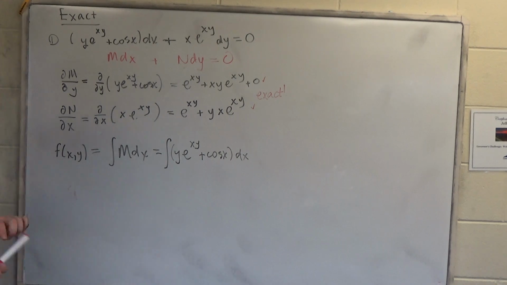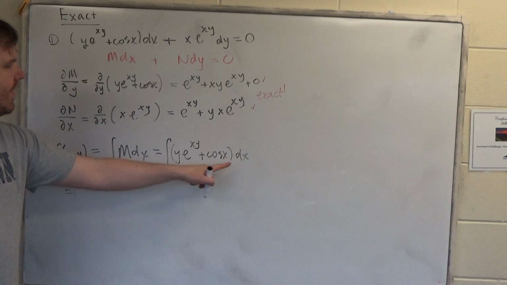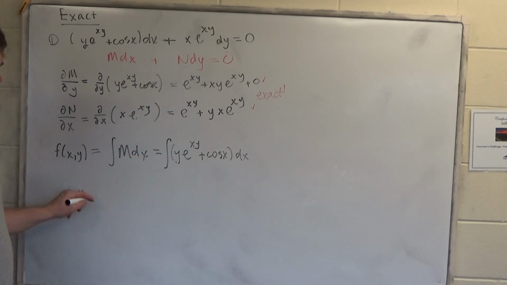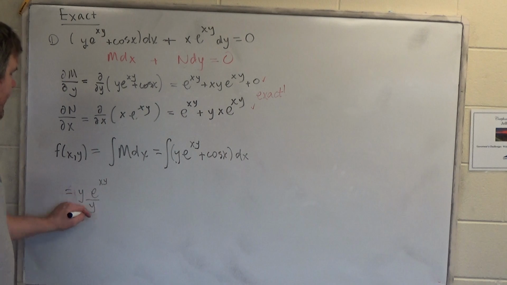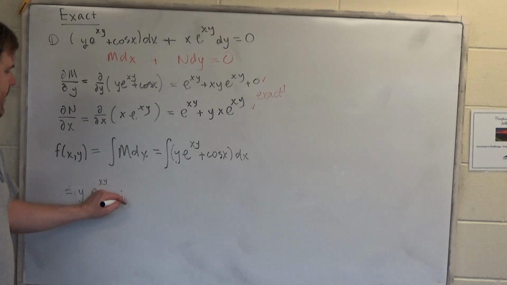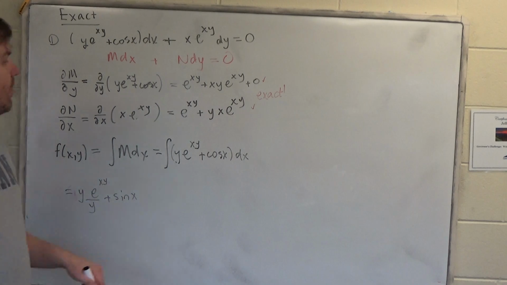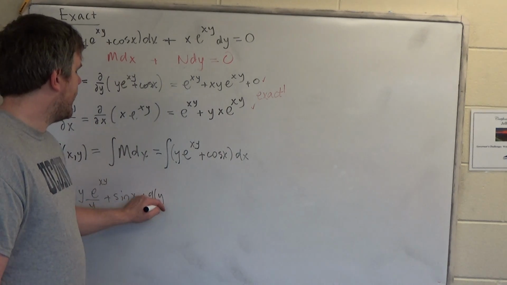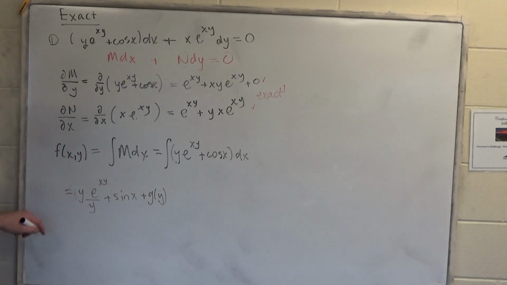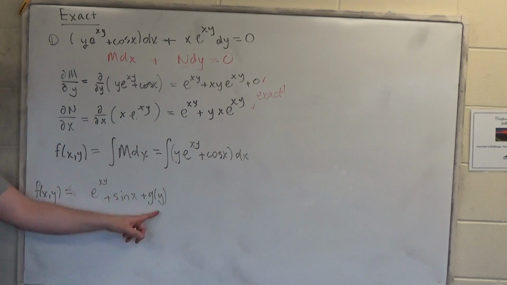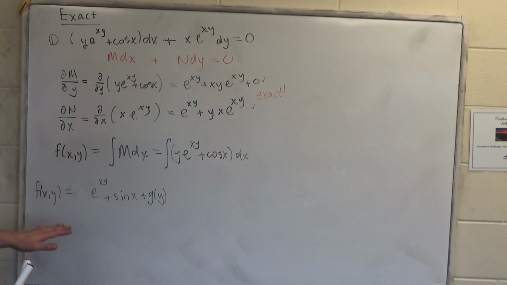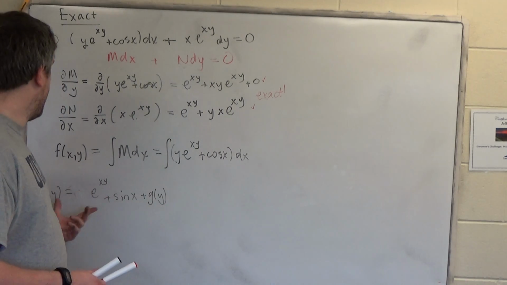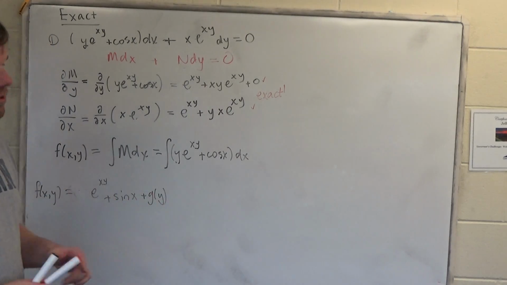Y is being held fixed here, so I have y e^(xy) over y plus sin x. And now my constant of integration will no longer just be a regular constant, but a function of y. So if I simplify y over y, that is just 1. So f(x,y) is this function which depends on an arbitrary function of y. I need to figure out what g(y) is. Once I do that, I'll have f(x,y), and then I'll have my solution to the differential equation.